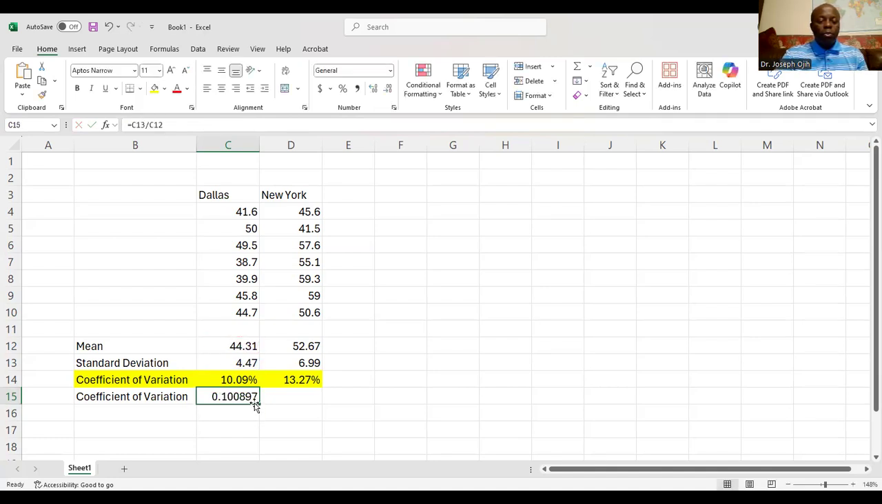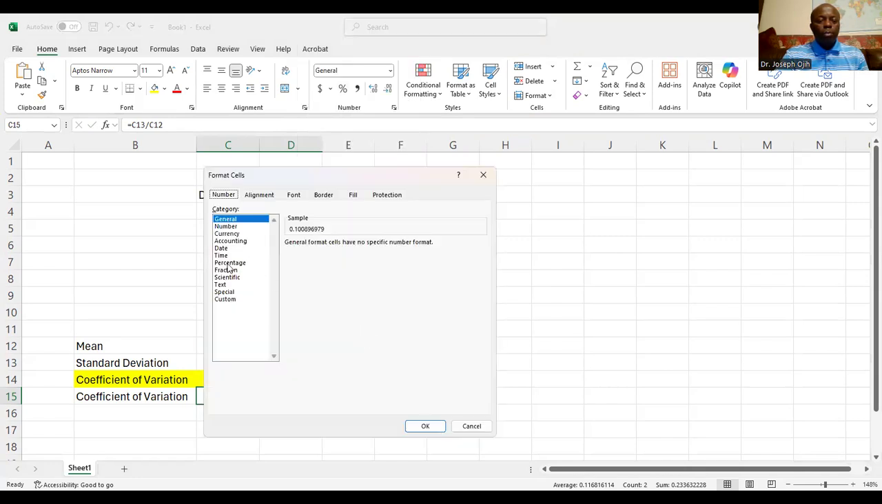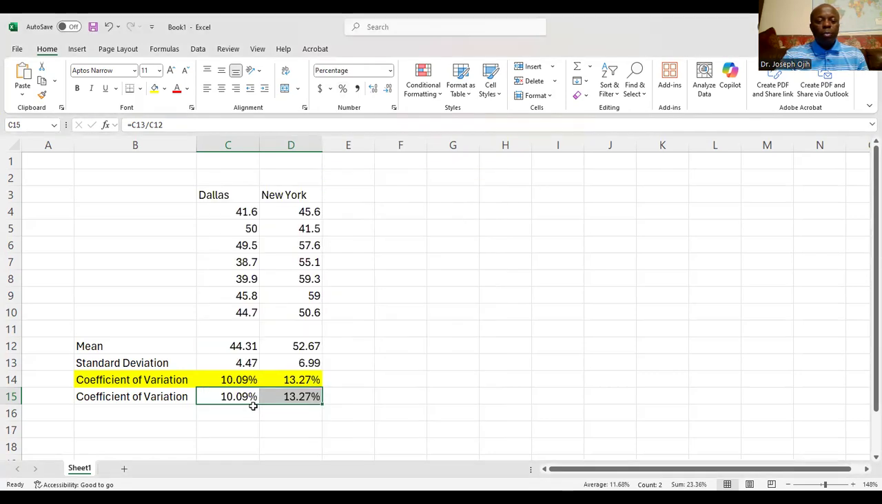Okay, then for the New York, just copy the formula to New York. It will calculate one for New York. And then you change it to percent by clicking on the percent symbol at the top. Or you can just right click here, click on format cells, choose percentage, and click OK. It will change to percent.